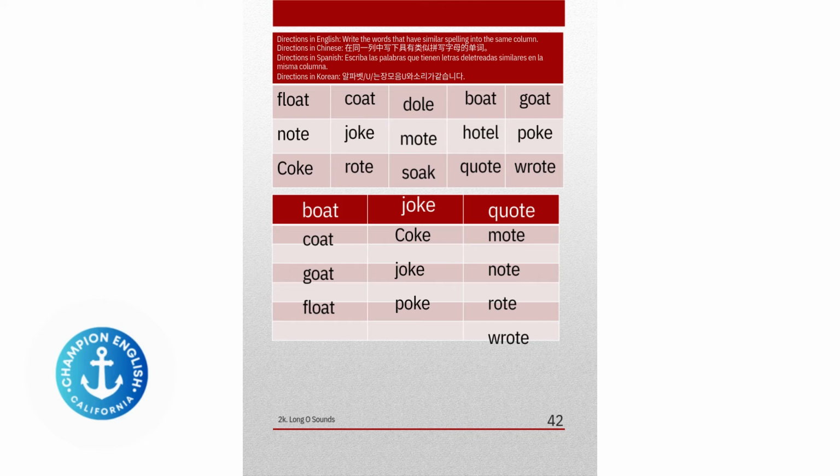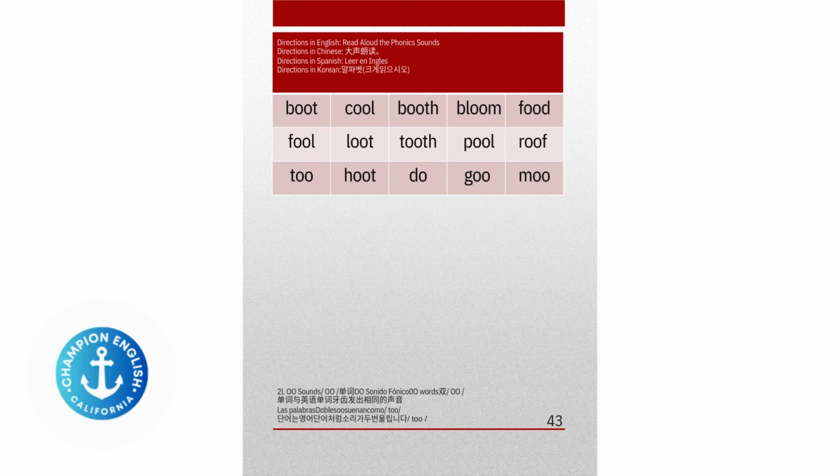In the third column, we have quote. Can we say that together? Quote. That's right, students. You should have written moat, note, and wrote. If you did any of those words, at least 9 words, give yourself a hand. Okay, let's go on to the next assignment.